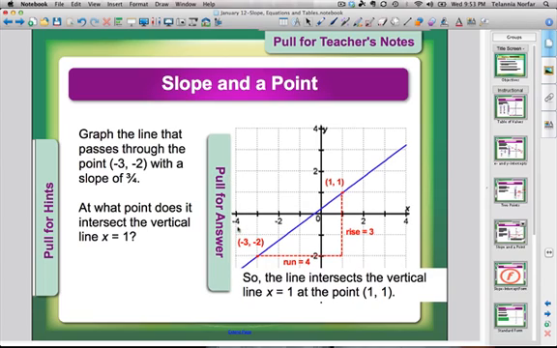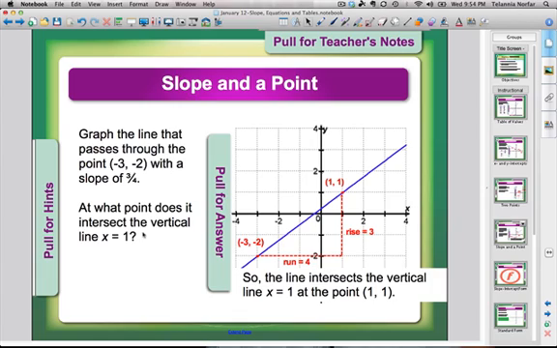Okay, so you should have plotted -3, -2, and then again, slope tells us directions. So we could have gone up 3 and over 4 this way, or we could have gone over 4, because you always have to go over, and up 3. Remember, rise over run. We draw a straight line.